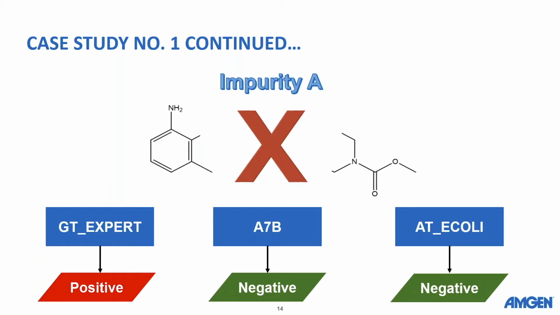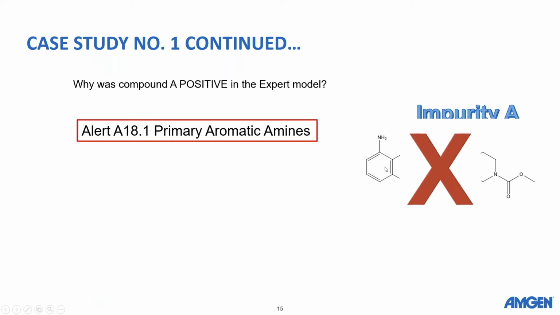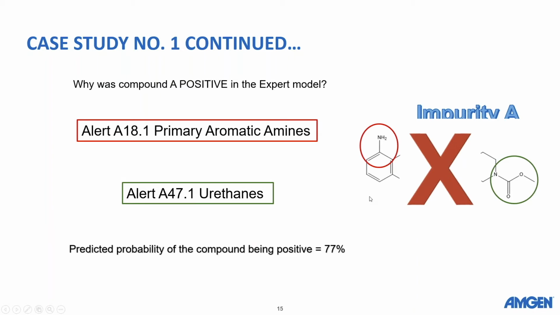Results showed a positive prediction using Expert, while it was negative at AT E. coli and A7B. So why was impurity A positive for Expert? So here we had 2 alerts. One was the primary aromatic amine, circled in red, and the second is a urethanes alert, circled in green. Based on these 2 alerts, we had a predicted probability of 77%, which puts it in the positive category.